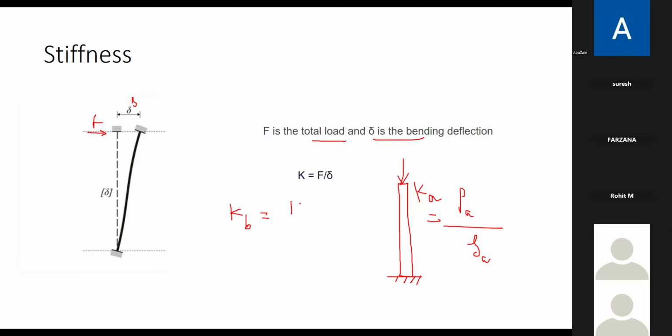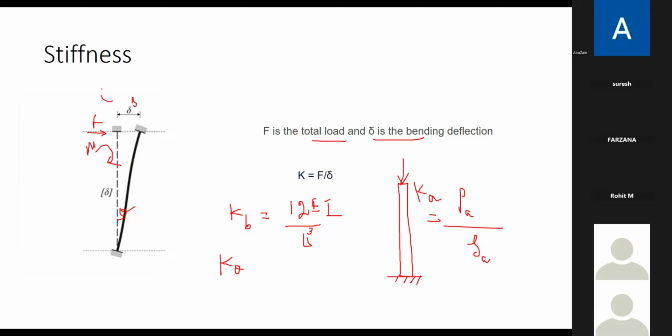Normally for a column, it will be 12 EI by L cube. Normally we take this, but it is not exactly correct; we analyze from software. Suppose I do not apply a force, but apply a moment here, some moment. Then this will undergo some theta. So I will find the stiffness related to theta.